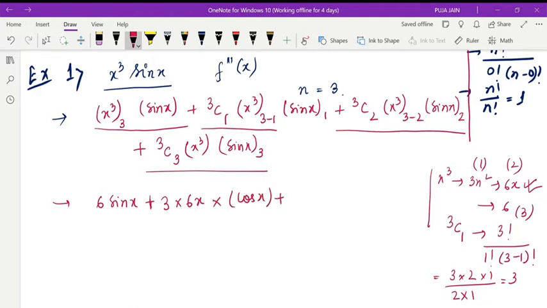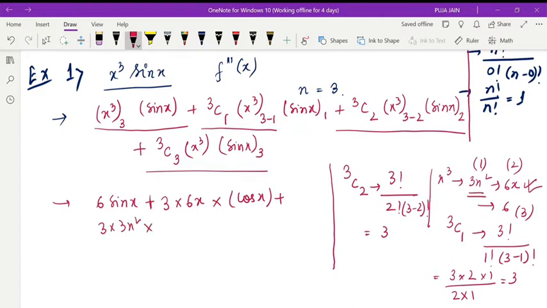Now you see 3C2, that is 3 factorial over 2 factorial times (3 minus 2) factorial, that is equal to 3. So 3 times x cube's (3 minus 2) derivative, that means first derivative, so for x cube we will get 3x square, and sin x second derivative. The first derivative of sin x is cos x, and if we take the derivative of cos x again we will get minus sin x. Okay, plus 3C3.